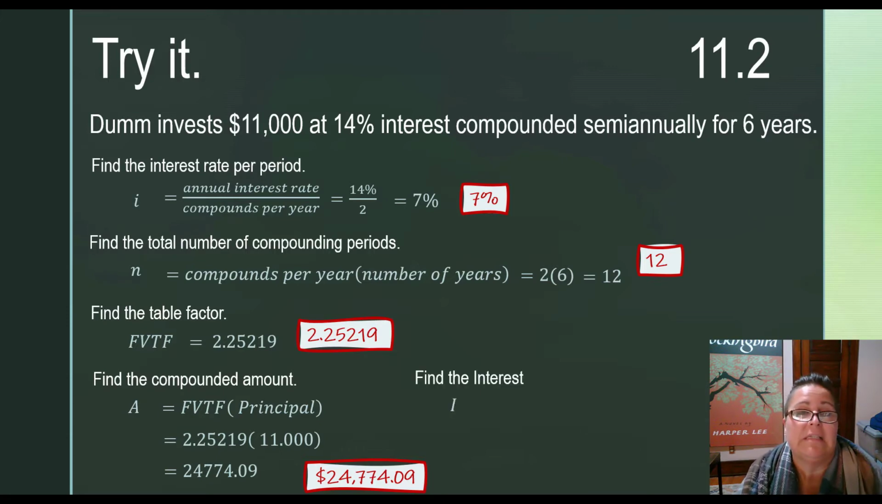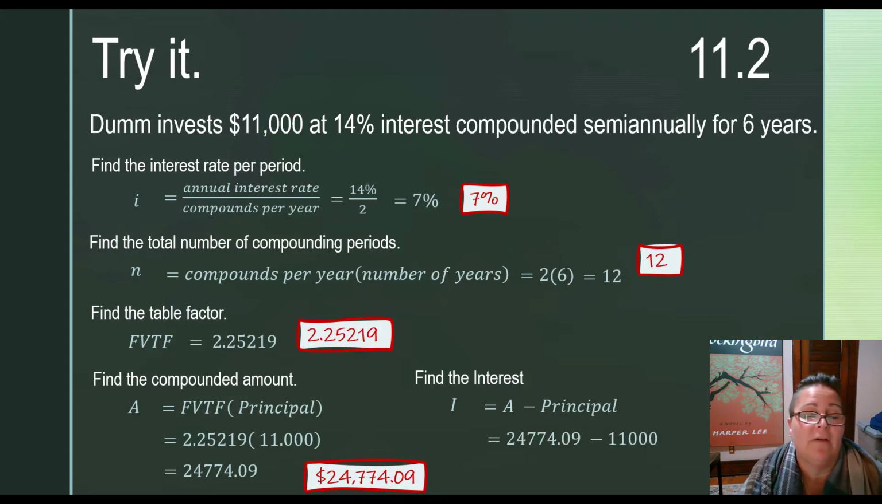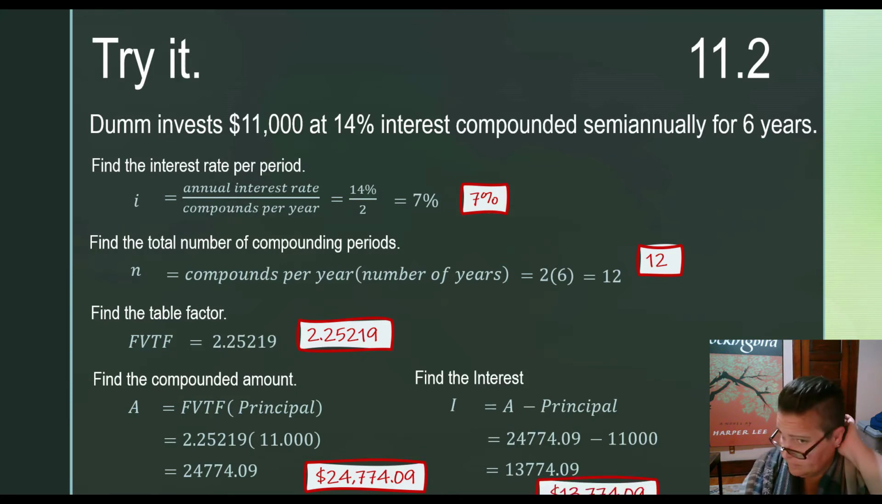Well, the interest can be found if we take the compounded amount, the capital letter A, and subtract from it the principal. Since our compounded amount was $24,774.09, and we subtract the $11,000, this gives us $13,774.09. So yeah, he made a lot of interest.